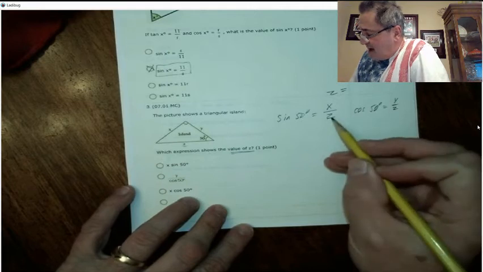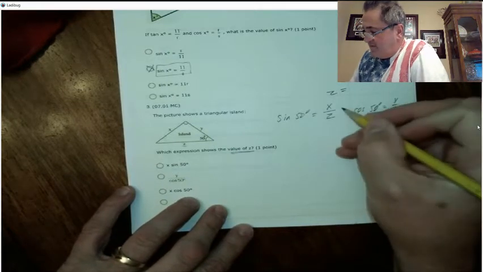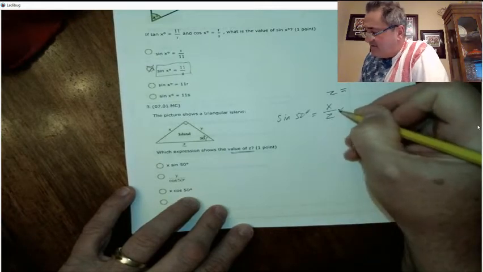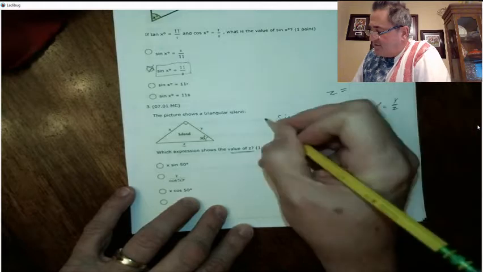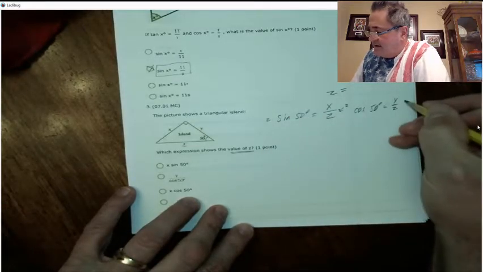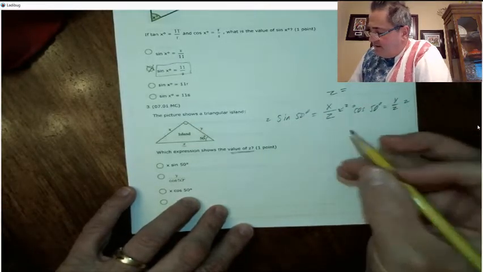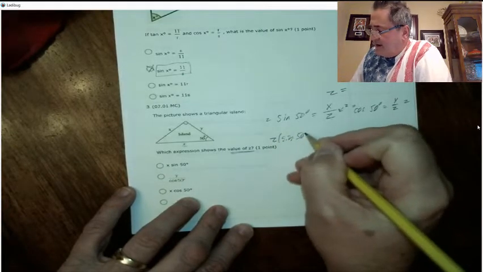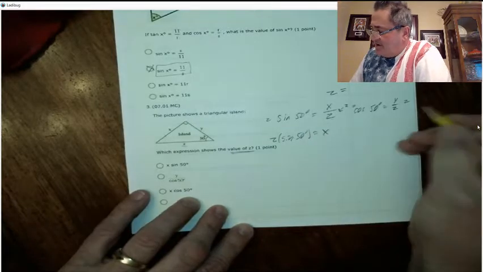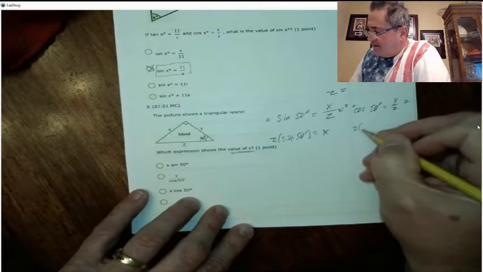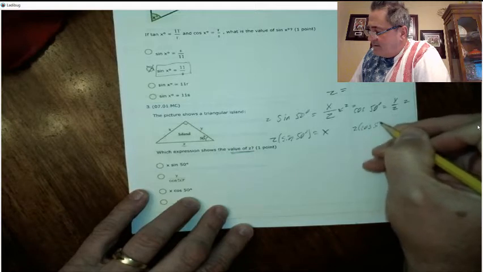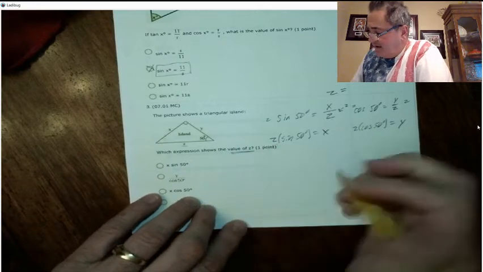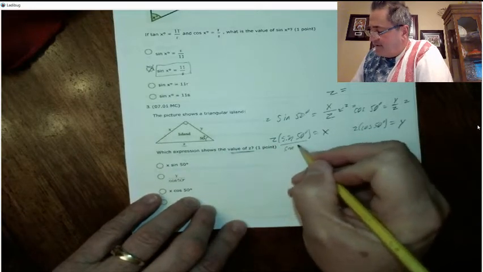Since z is on the bottom, we have to multiply by what's on the bottom. That's how you get rid of a fraction. So we multiply by z. We've got to do both sides, and on both of these we're multiplying by z. So right here, we have z times the sine of 50 degrees equals x. Over here, we have z times the cosine of 50 degrees equals y. We're still trying to solve for z, so we're going to divide by the sine of 50 degrees.